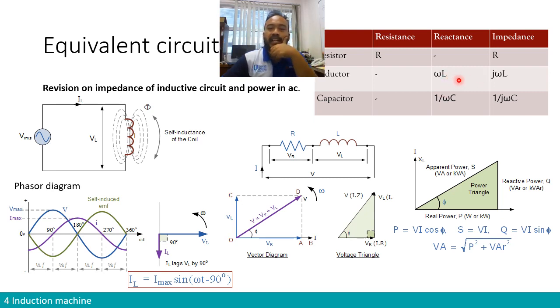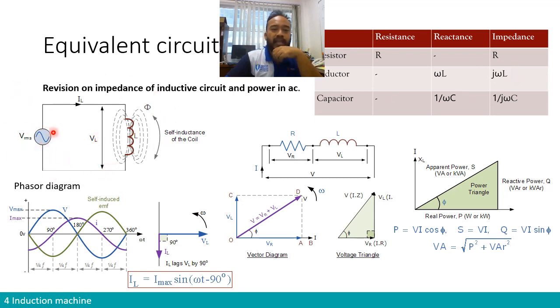So we can see that it is proportional to the frequency of the current supply, and it is proportional to the inductance of the coil. So the faster we go, the higher the frequency, the higher the impedance will be. Okay, so this is just the basic thing that you already know.